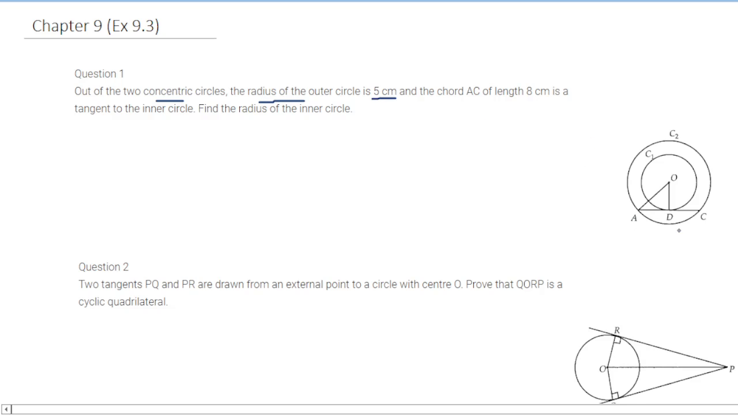It means the radius of the bigger circle C2 is given to us as 5 centimeter, or we can say that OA is 5 centimeter, and the chord AC of length 8 centimeter is a tangent to the inner circle. So there is a chord AC, whose length is given as 8 centimeter, which is also tangent to the smaller circle C1, and we have to find the radius of the inner circle. It means we have to find the length of OD.